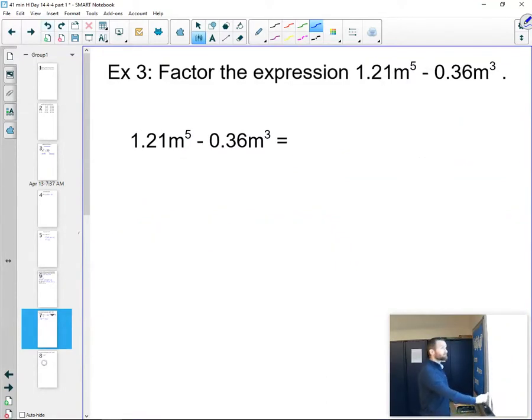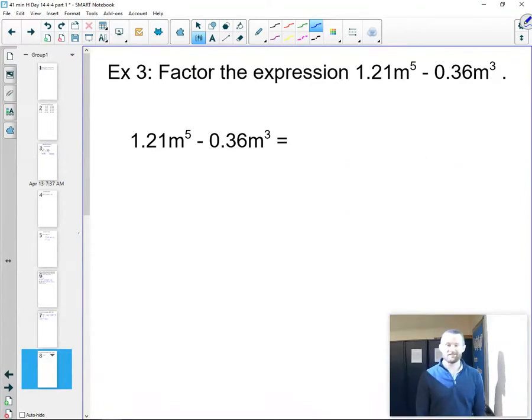Last one for this video. All right, so we dealt with one with fractions. Now we're going to deal with one with decimals. We've got to factor the expression 1.21 m to the fifth minus 0.36 m to the third. Okay, I mean, it's two terms. I see a negative, but we've got odd powers here, which makes me a little worried.